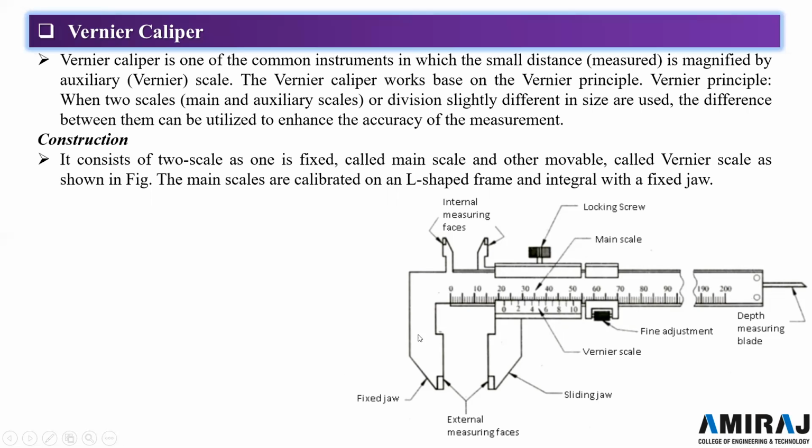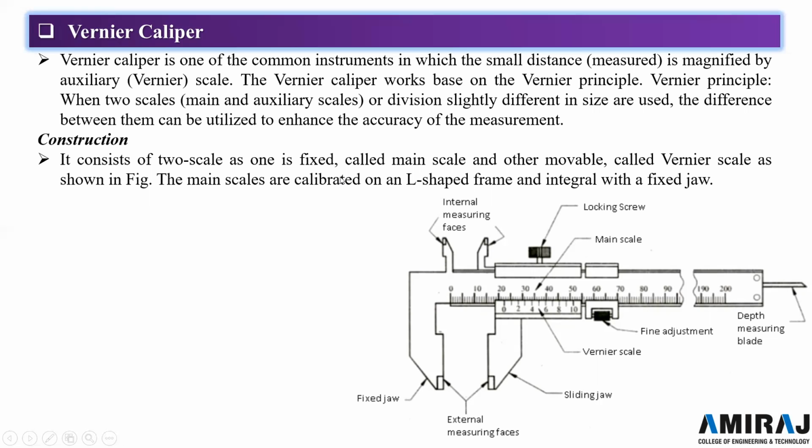Okay, and this is the fixed jaw, and this one is the moving jaw. Okay, sliding jaw, and this is used for external measurement, and these jaws are used for the internal measurement. Okay, and this portion is used for the depth measurement. Okay, so this is the depth measuring blade.